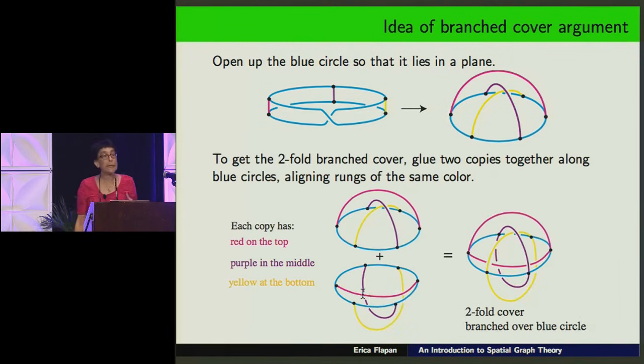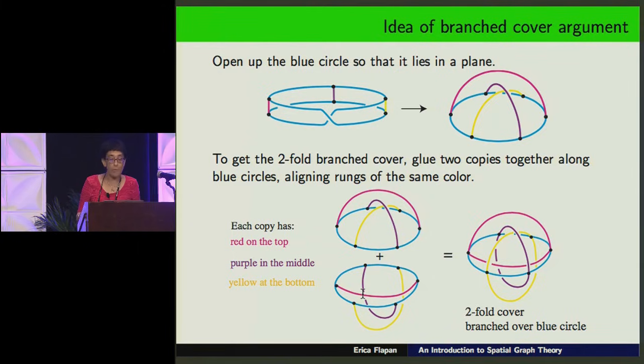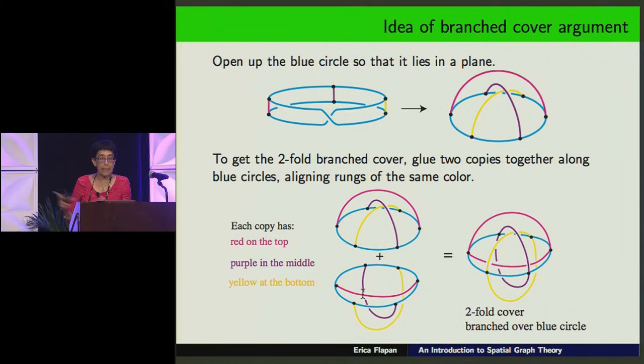So from that, we're going to get the twofold branch cover. Here, I am not giving you the formal definition of that. This is just the intuition. By gluing two copies of our picture together along the blue circles, aligning the rungs of the same color so they match up. So what you can see is I have these two pictures of the opened out circle with the arcs, and in both of them, the red is on top, the purple is in the middle, and the yellow is in the bottom. So the one on the bottom, you can think I just punched it down, but I didn't change the order of the rungs. Then I glue these two copies of the same thing together along the blue circle, and I get the picture on the right.